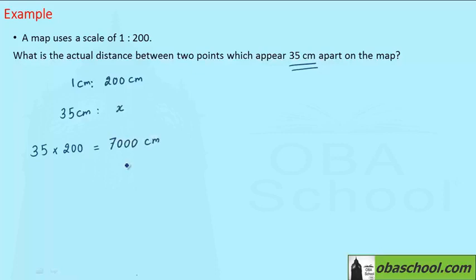To present this distance in a more appropriate distance, measured in real life, we may change the unit from centimeters to meters. We know that every 1 meter is equal to 100 centimeters. Then, to change from the smaller unit, centimeter, to the larger unit, meter, we divide the length or distance by 100 centimeters per 1 meter. So, 7,000 centimeters divided by 100 centimeters per 1 meter is equal to 70 meters. Therefore, the actual distance between these 2 points is 70 meters.